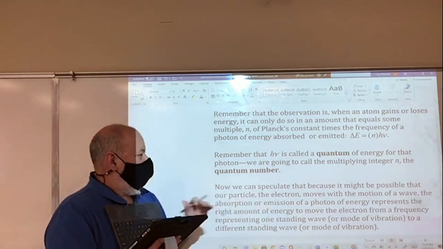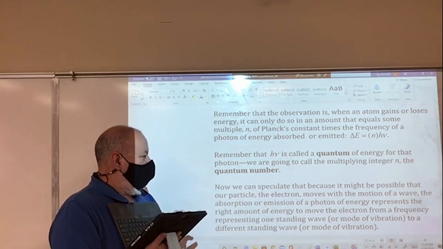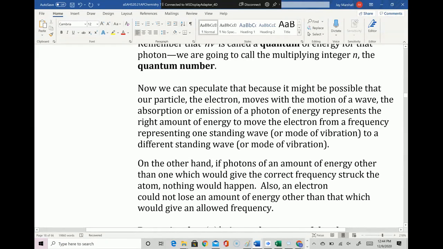Now we can speculate, because it might be possible that our particle, the electron, moves with the motion of a wave. The absorption or emission of a photon of energy represents the right amount of energy to move the electron from a frequency representing one standing wave or mode of vibration to a different standing wave.